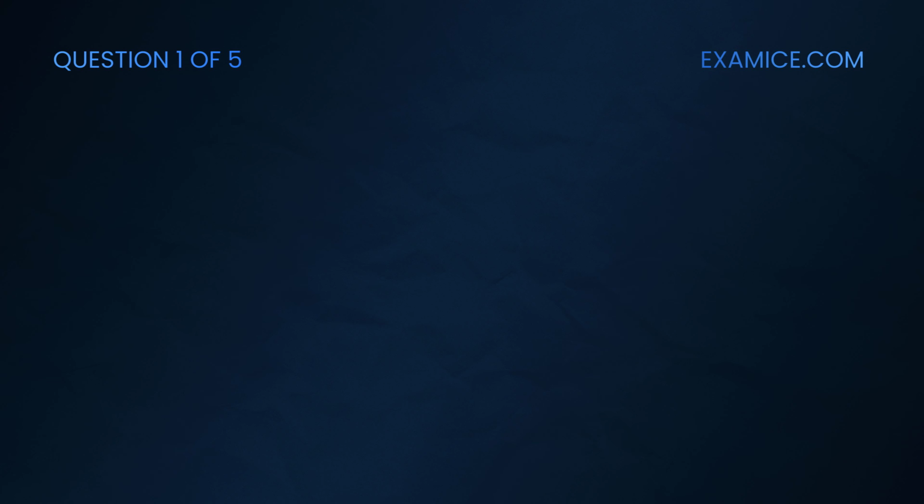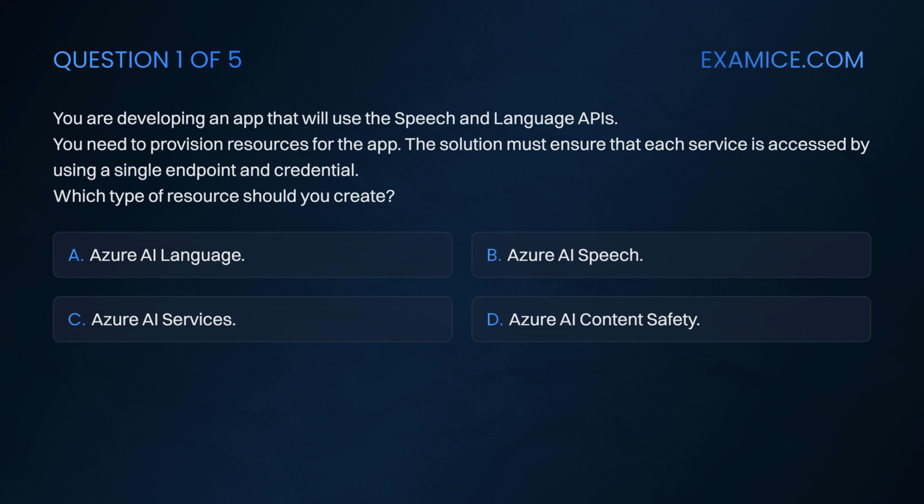Question 1. You are developing an app that will use the speech and language APIs. You need to provision resources for the app. The solution must ensure that each service is accessed by using a single endpoint and credential. Which type of resource should you create?